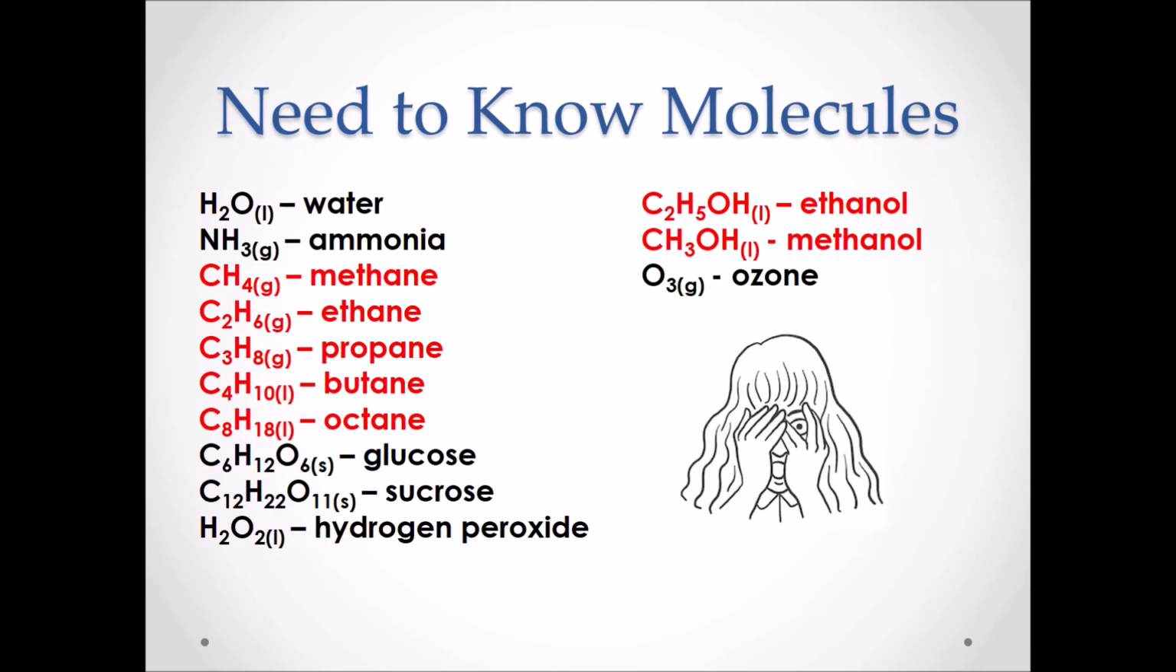That brings us to our need to know molecules. Unfortunately, we just have to know what these molecules are. We have H2O liquid. Well, that's easy. We know that's water. NH3 gas is ammonia. We also have a lot of different organic compounds, which are represented in red. Organic compounds are molecules containing carbon as the backbone. Notice how they all have carbon at the front. We also have glucose, sucrose, hydrogen peroxide, and ozone. We have to memorize these molecules. We will use these throughout the course.